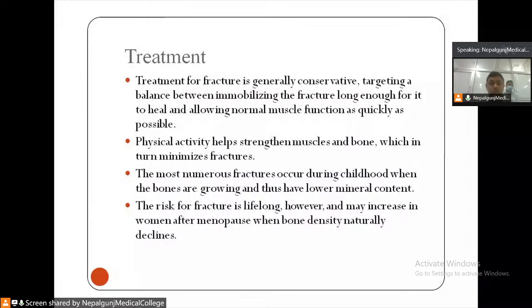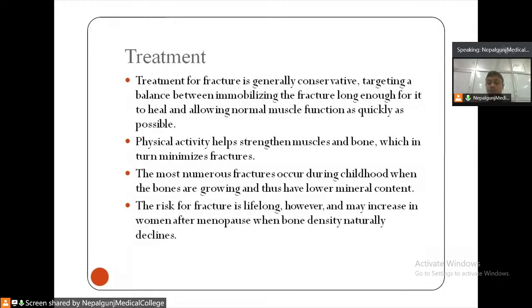For treating osteogenesis imperfecta, the fractures are generally treated conservatively, targeting a balance between immobilizing a fracture long enough for it to heal and allowing normal muscle function as quickly as possible. That's how you treat a case of osteogenesis imperfecta. Physical activity usually helps strengthen the muscle as well as the bone, which in turn minimizes fractures. So you have to give range of motion and rehabilitate. Rehabilitation is very essential in pediatric orthopedics, whether it be poliomyelitis, spina bifida, or osteogenesis imperfecta.